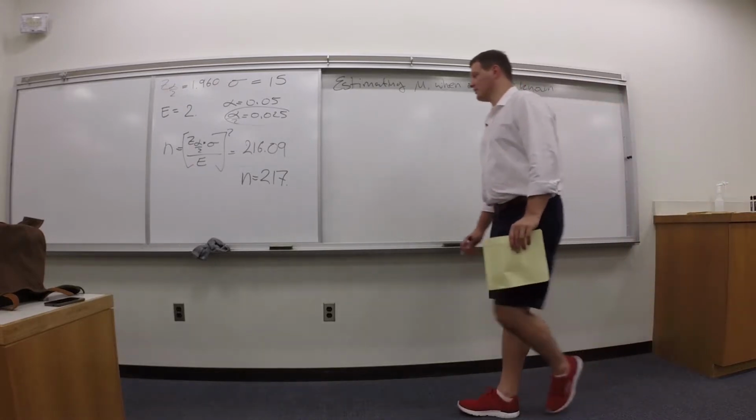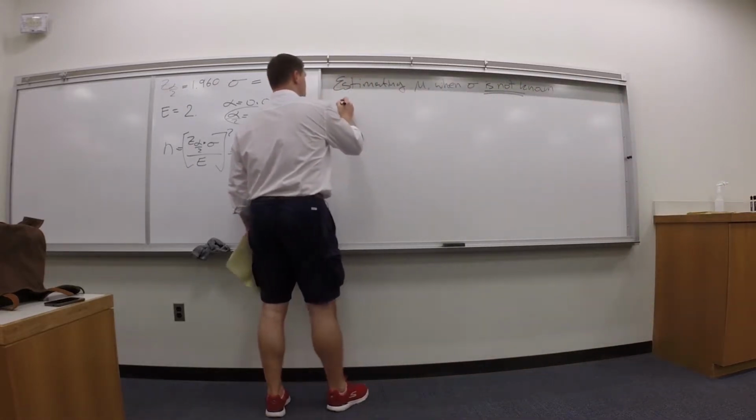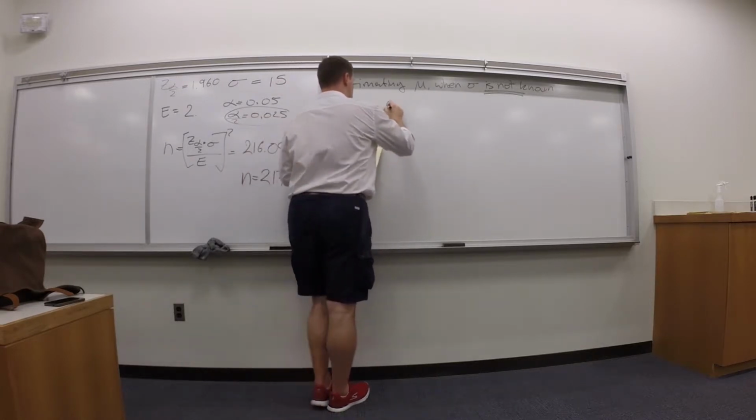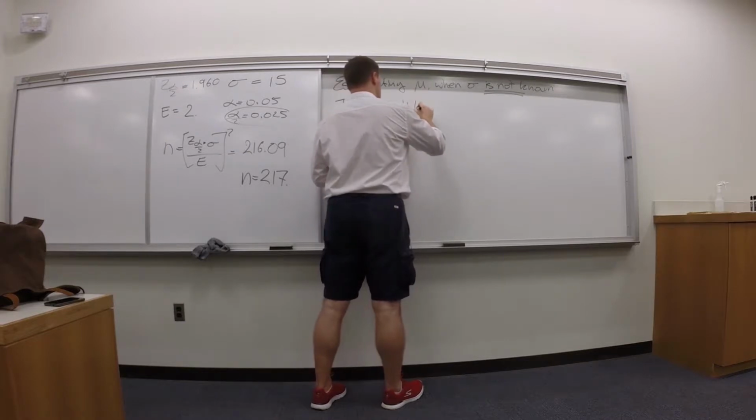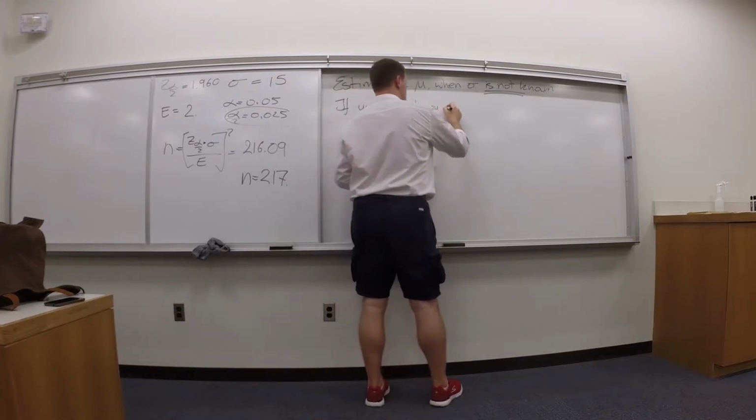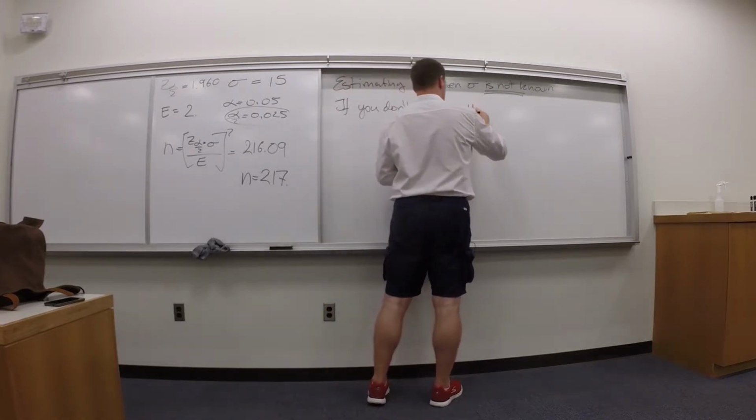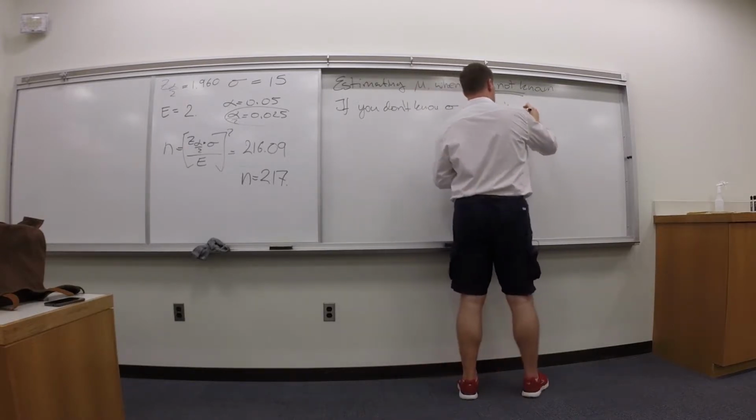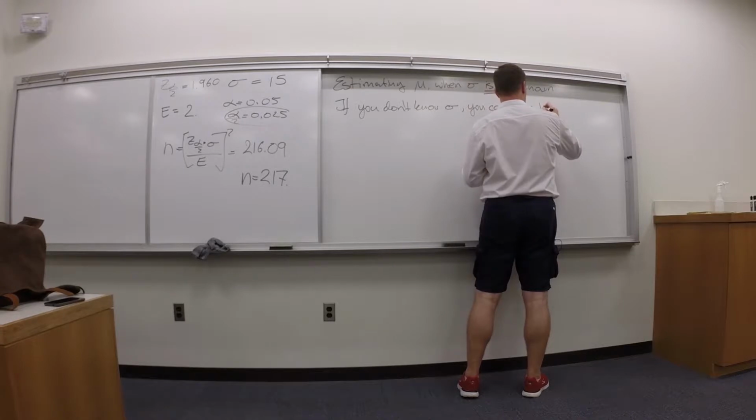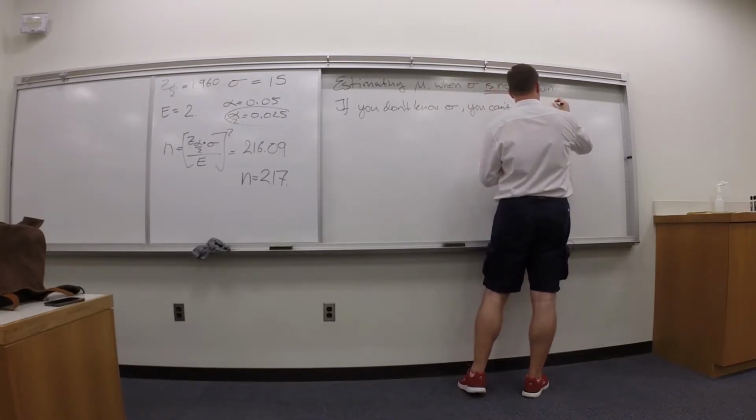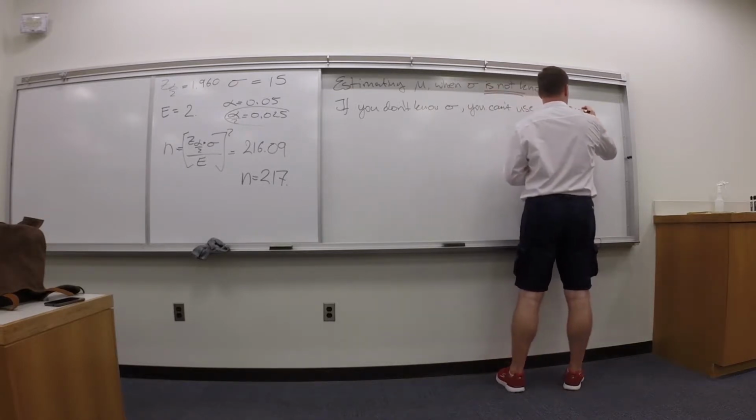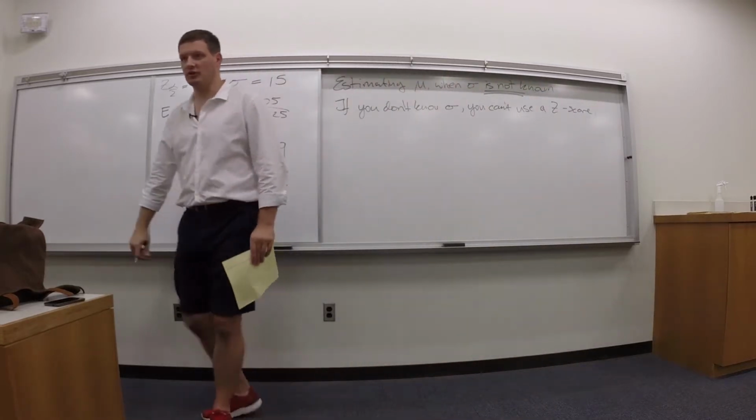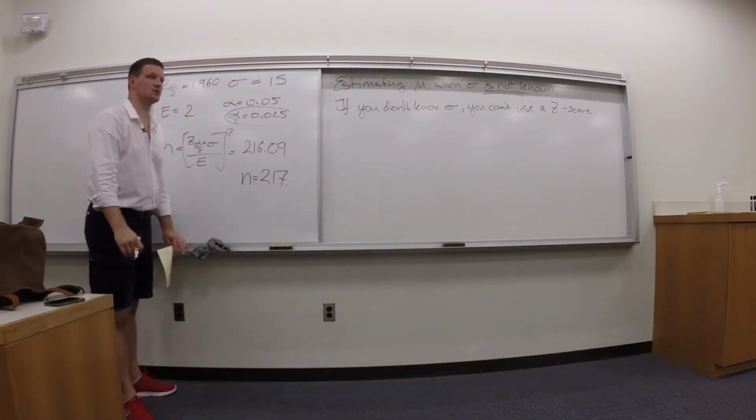And I'm going to start with a very obvious statement, and the very obvious statement is if you don't know sigma, you can't use a z-score. If you don't have sigma, you cannot use z-score.